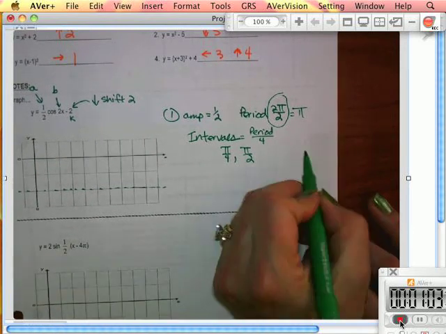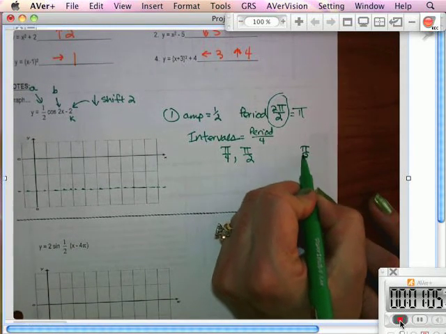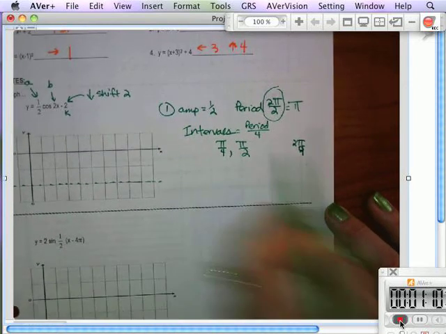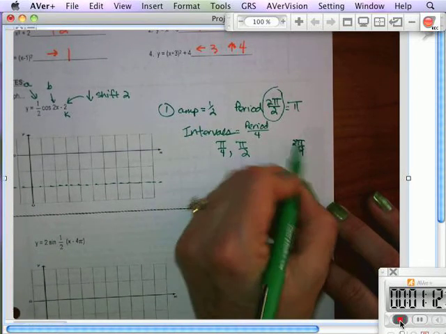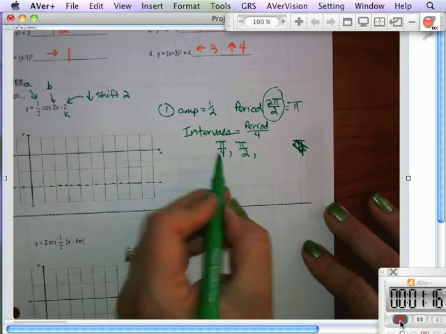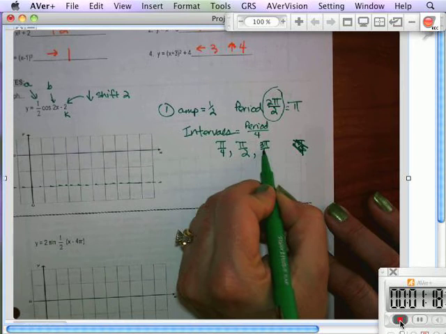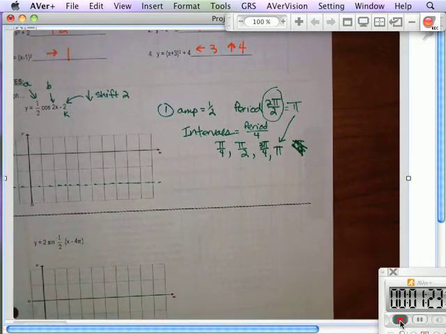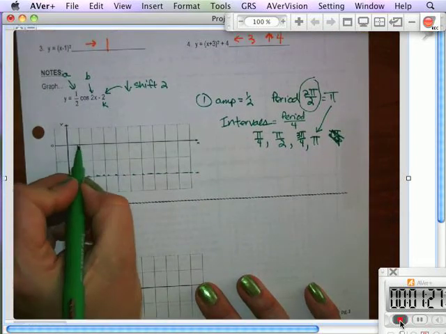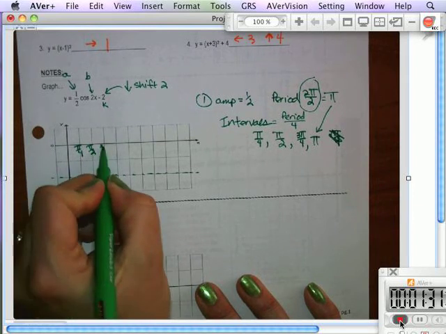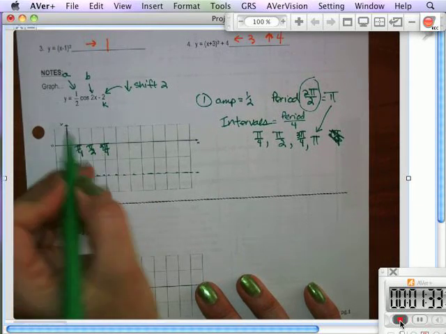You got to know your fractions. Let's say I write it over here. Pi over 4 times 2. How does that reduce? It reduces to pi over 2, doesn't it? Then if I do pi over 4 times 3, what do I get? 3 pi over 4. And then I know my last one is pi because I already determined my period to be pi. So I'm going to mark those off on my graph here: pi over 4, pi over 2, 3 pi over 4, and pi.